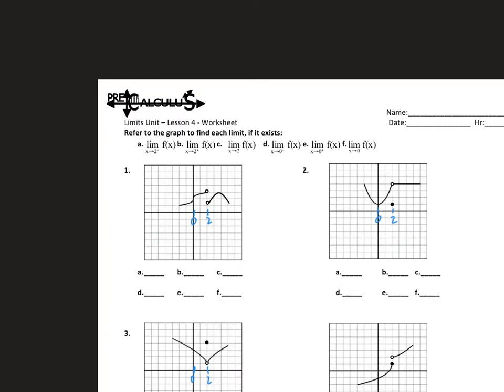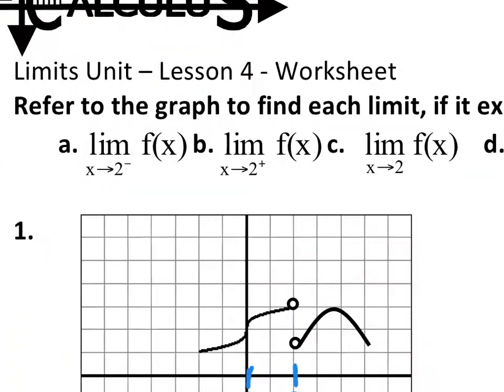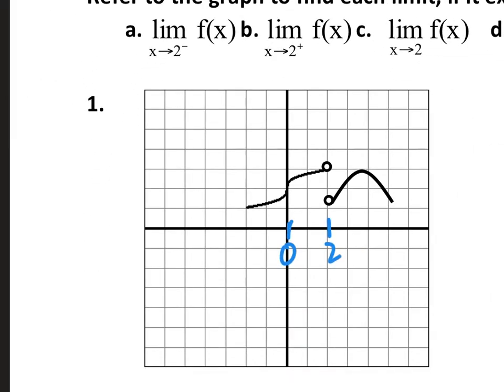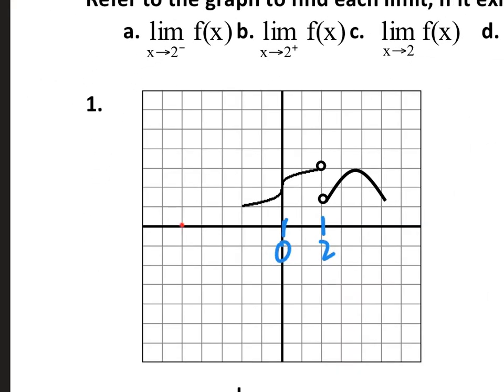Okay, so for A, the little negative tells us that we want to see what's happening as we approach 2 from the left, right? Because if you think about it, the negative values are over here on the left. So as we come over here and approach 2 from the left, what is f of x approaching? What's the y approaching? We say approaching because there's a hole, so we're not actually going to arrive at 2. That's why it's called approaching.